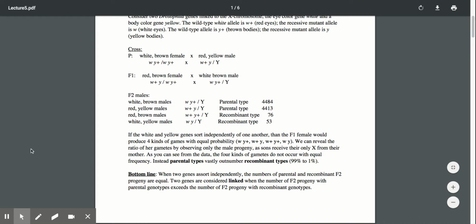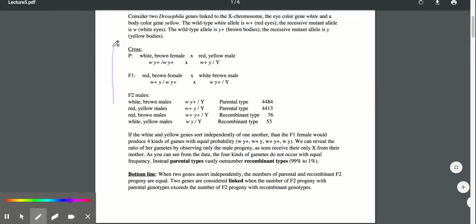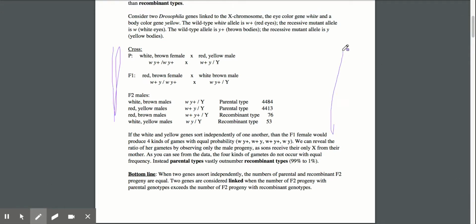So here we have a 2-point test cross. We have some 2-point test cross data, and they show us the whole cross. So let's go with that. We start with the P generation where we have pure breeding. And because these are linked, or even if they might be linked, we don't want to think of the 2 w's together and the 2 y's together anymore. We want to think of one chromosome as having a little w and a y plus, and the other chromosome having little w and y plus.